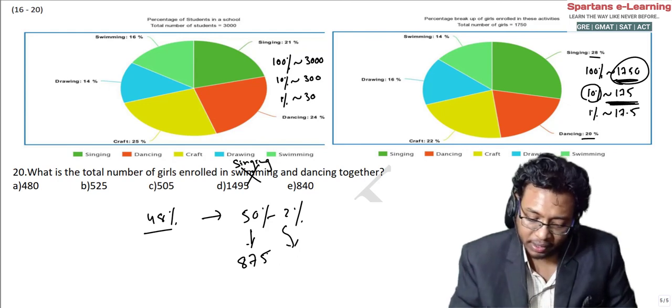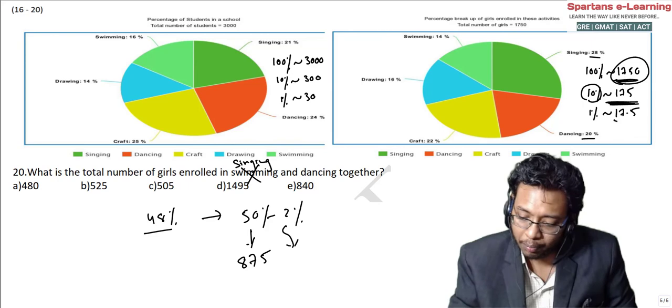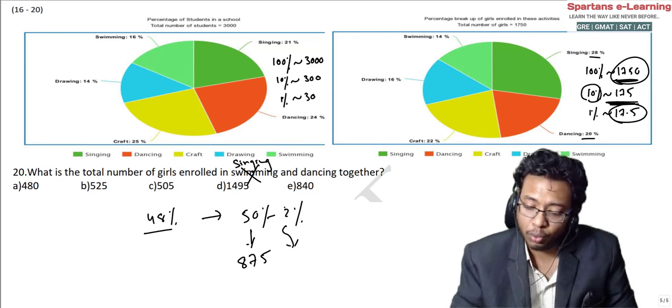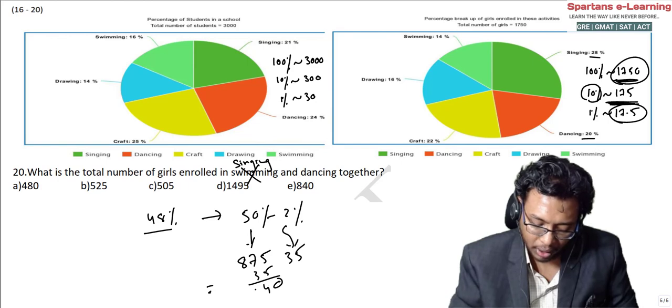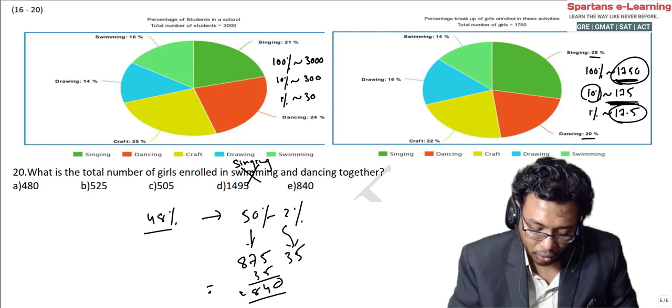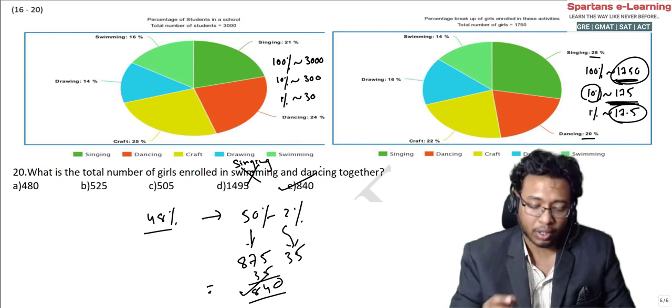Now 50% is done. What is 2%? You know 1% is 17.5, so 2% will be 35. If you remove 35 from 875, you will get 840. So your answer should be 840 for this. So the answer will be 840.